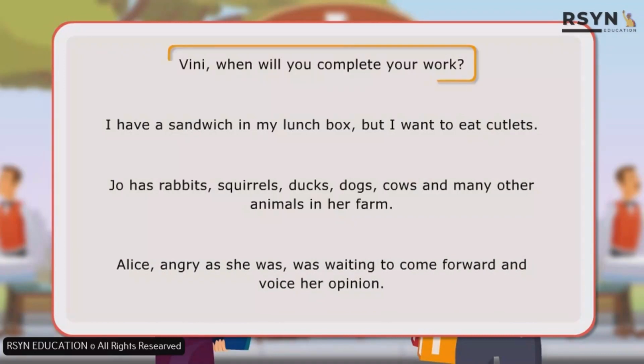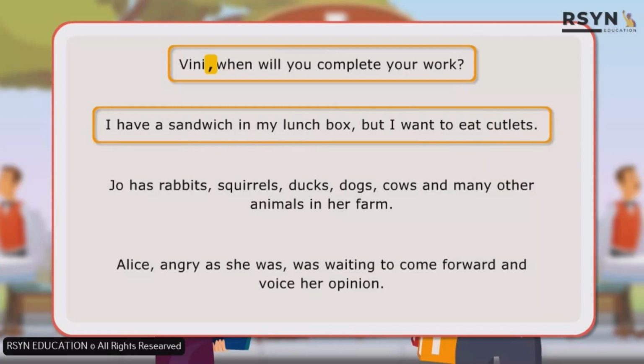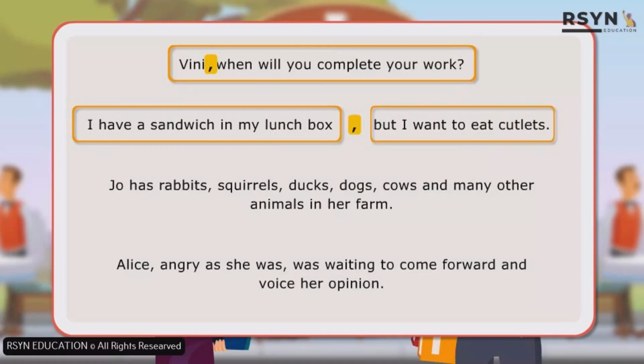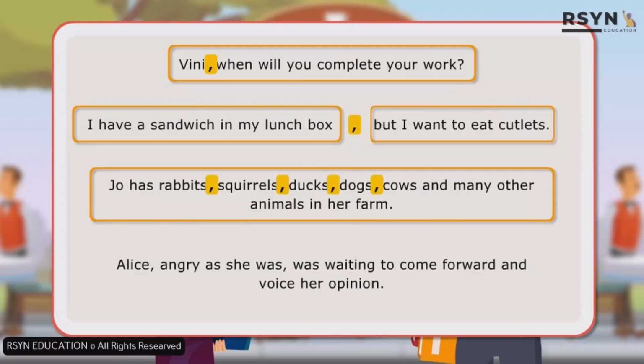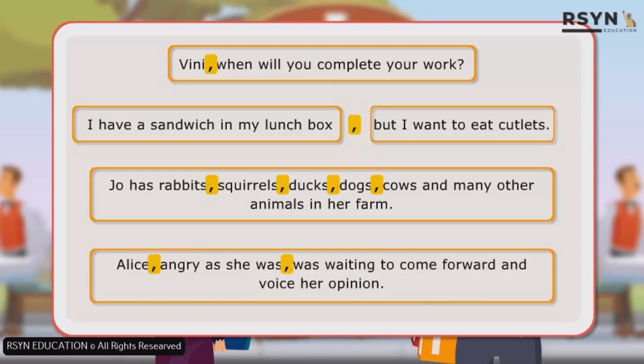In the first sentence, comma has been used to give a pause at the right place in the right sentence. In the next sentence, comma has been placed to separate two sentences joined by a coordinating conjunction. In the third sentence, commas have been placed to separate several things in a list. In the last sentence, commas have been placed to separate different parts of a sentence.